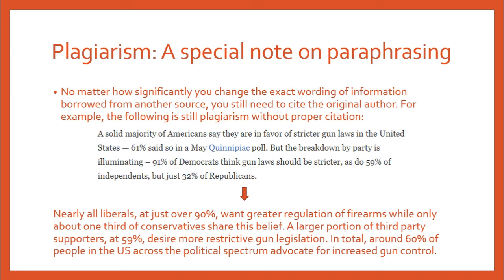It says, nearly all liberals, just over 90%, want greater regulations of firearms, while only 1/3 of conservatives share this belief. A larger portion of third-party supporters, at 59%, desire more restrictive gun legislation. In total, around 60% of people in the U.S. across the political spectrum advocate for increased gun control.